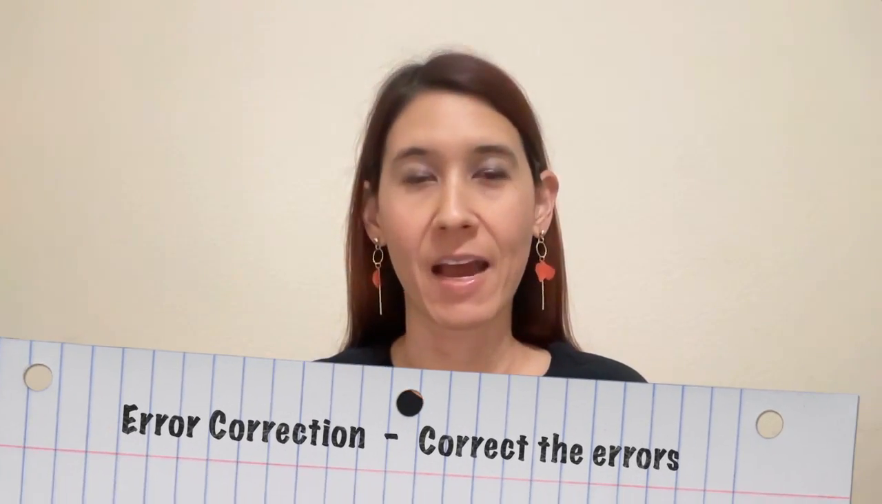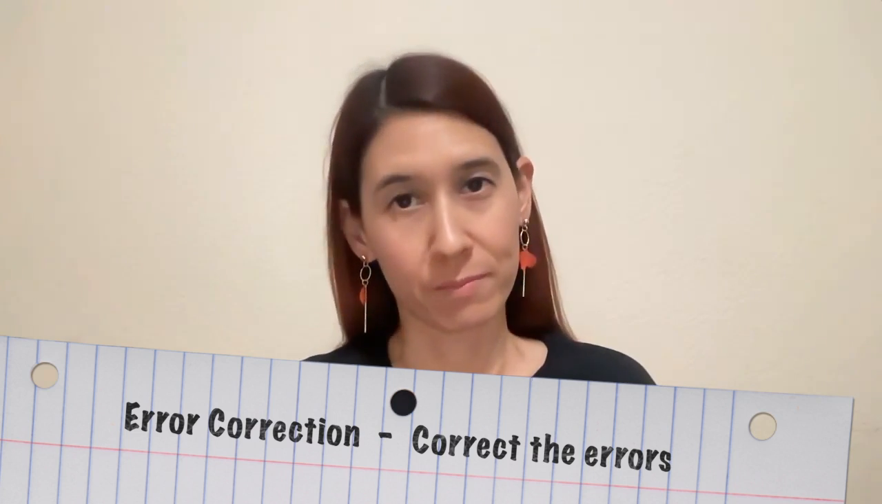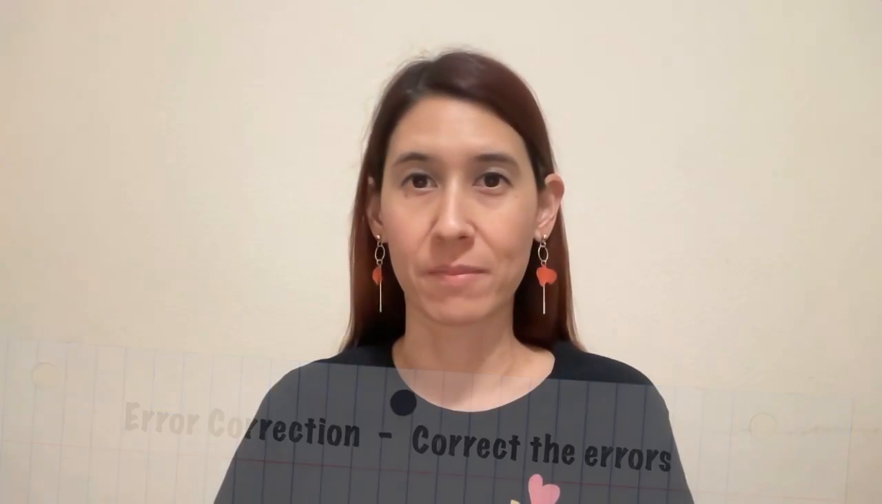Error correction is where you read sentences, identify the errors or mistakes, and correct them. This is a great way to improve your grammar and writing. The sentences I'm using today are actual sentences from my students. You might be just like them. You might be making the same mistakes, and we can all learn from each other's mistakes. So let's get started.